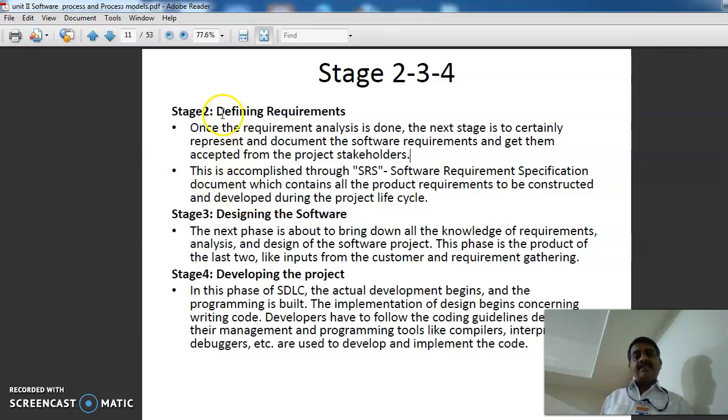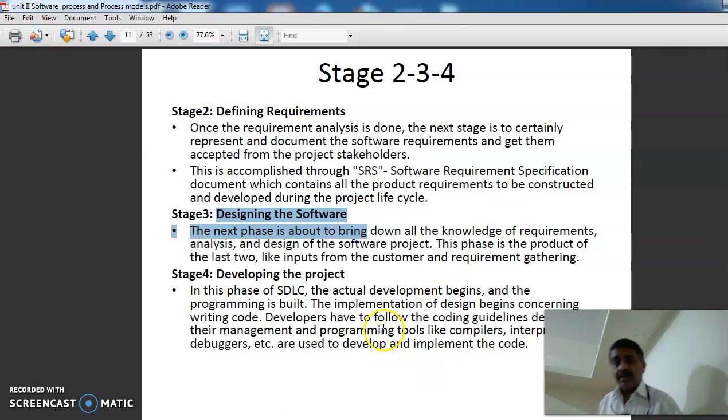After that, when defining the requirement is complete, then we design the software. The next stage is about bringing down all the knowledge of requirements and analysis into the design of the software project. This stage is the product of the last two. Product here means the analysis, defining requirement and design of the software product. This stage is the product of the last two, like inputs from the customer and requirement gathering.